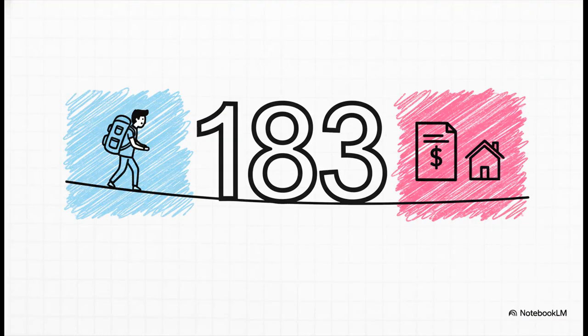And this is the number one rule for that, the 183-day rule. It's the most common test used all over the world. It's super simple. If you spend more than half the year, 183 days, in one country, they will probably consider you a tax resident. And once that happens, you're usually on the hook to pay them taxes on your worldwide income.